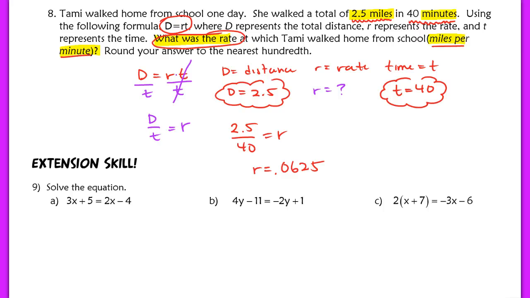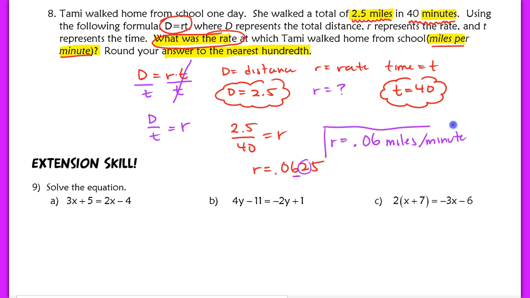So I also need to consider the fact that it says round your answer to the nearest hundredth. Now that we worked on that skill, we know where our hundredth place is. So our hundredth place is actually right here. So if I round to the nearest hundredth, I'd leave it at 0.06 because I have a 2 here, so I don't round up, I keep it the same. So we've got 0.06, and that's miles per minute. So this is the rate. So she walks at a rate of 0.06 miles per minute.